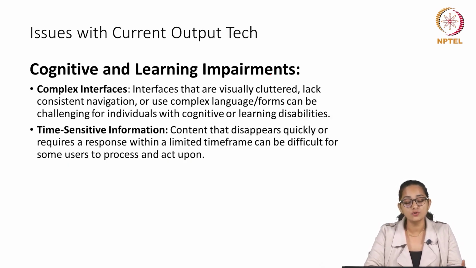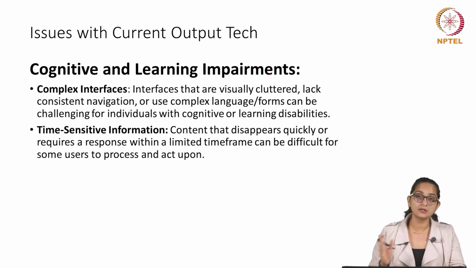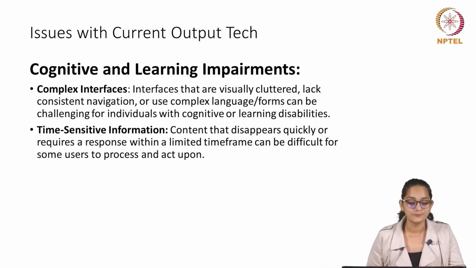Then we come to cognitive and learning impairments. Complex interfaces, like interfaces that are visually cluttered, lack consistent navigation, or use complex language or forms, can be challenging for individuals with learning or cognitive disabilities.